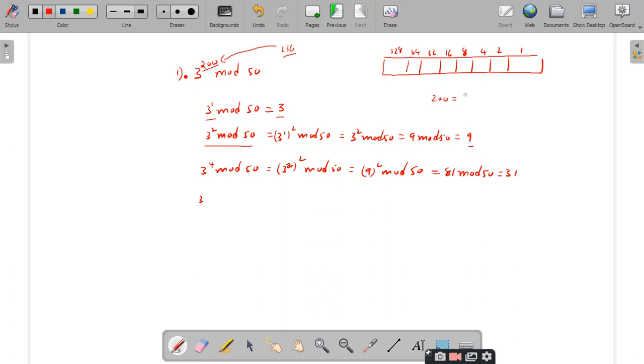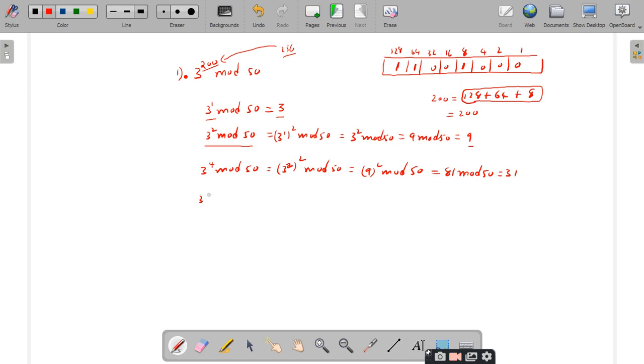200 is given by 128 plus 64 plus 8. So what is 128 plus 8? It is 136. 136 plus 64, it is 200. So I have to get the value of 3 power 128, I have to get the value of 3 power 64, and I have to get the value of 3 power 8. Remaining things are not important. So these three values I have to get. So I have to check up to 3 power 128.